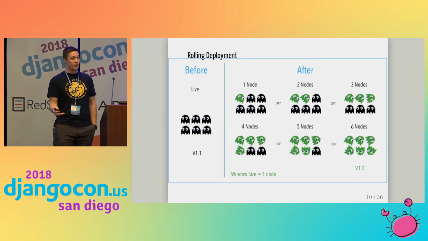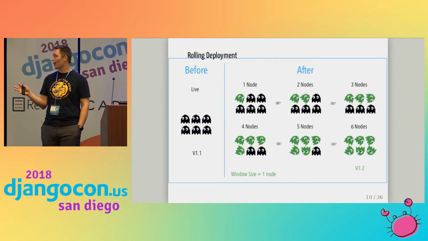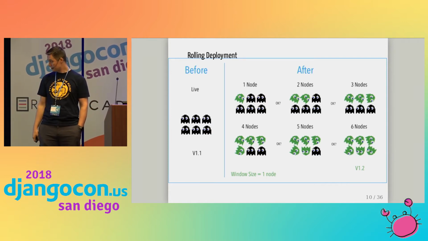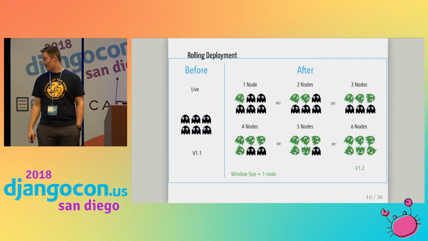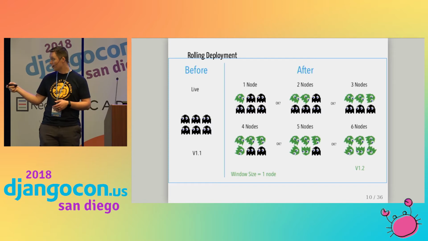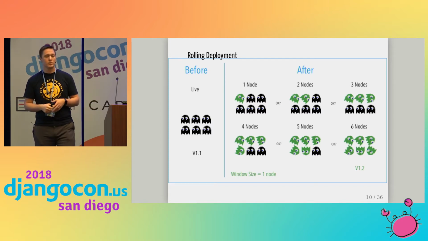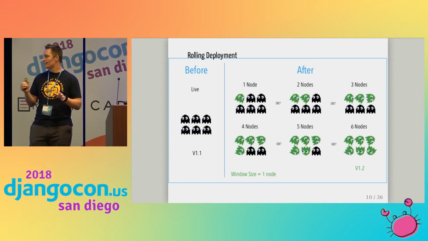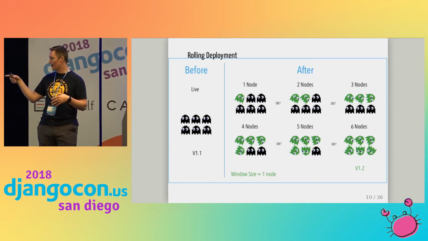The other strategy is a rolling deployment. I think this one is more common to bigger places. Basically, imagine you have version 1.1, the black Pac-Man ghosts, and you're trying to deploy version 1.2, the green Pac-Man ghosts. If you have 6 instances or 6 nodes in production, you take one of them and you swap it out. So you put version 1.2 on just one instance, and then you wait for a period of time. Maybe it's a minute, maybe it's an hour. It's up to you. And then once you know everything's fine, you just keep going one at a time.